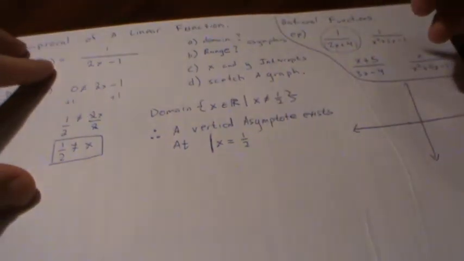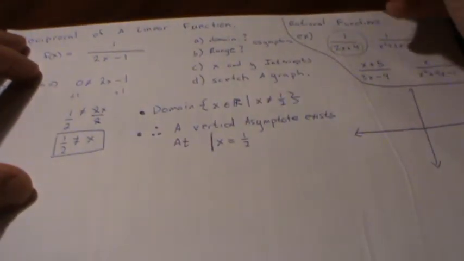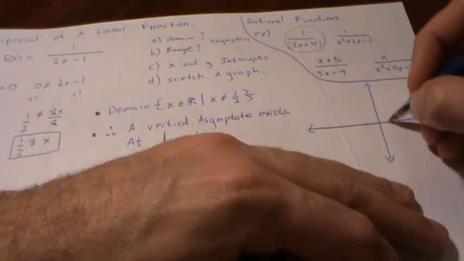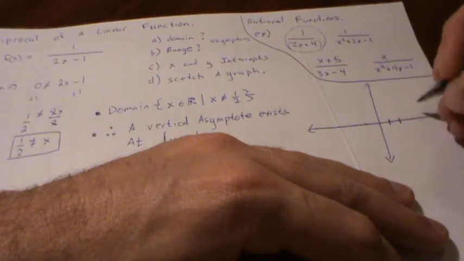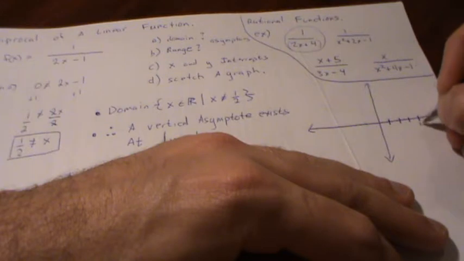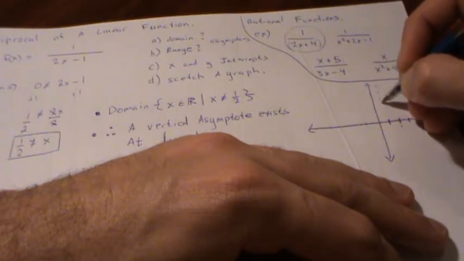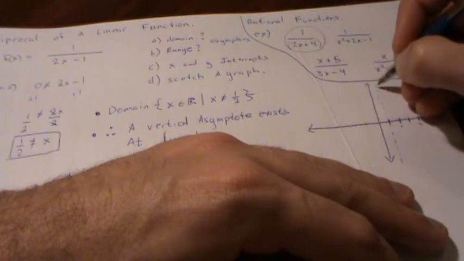Alright, so we've got our domain, and we've got one vertical asymptote. Now over here on my graph, I'm going to sketch in 1/2, maybe 1, and this will be 2. Okay, I'm going to sketch in a vertical asymptote. A vertical asymptote looks like a dotted line.